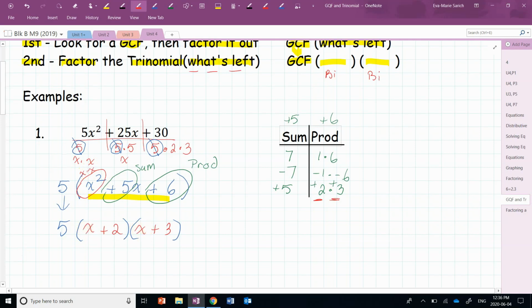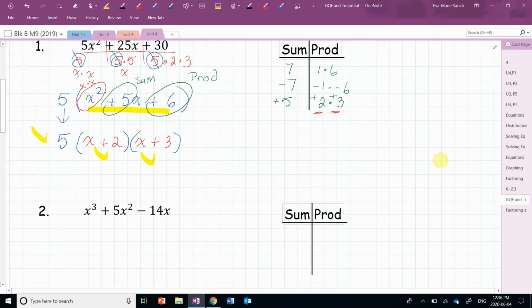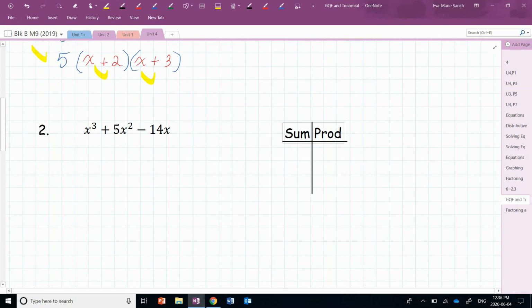Now, this is going to be worth 3 marks. So 1 mark for getting the GCF, and then 1 mark for each of the binomials. So 3 marks there for these questions. Okay, let's look at a second example.